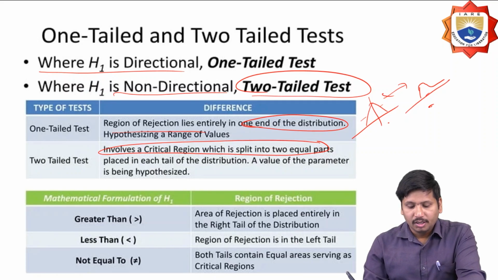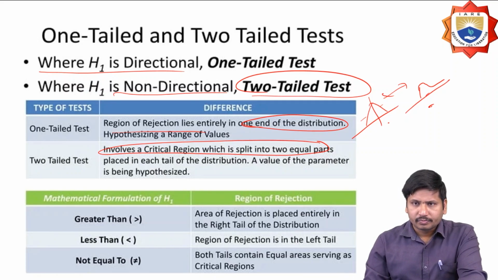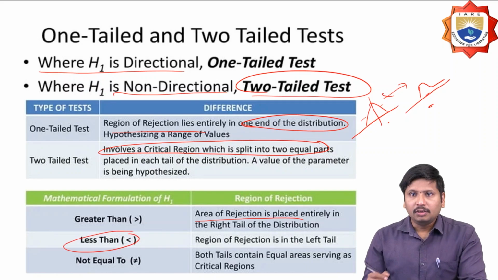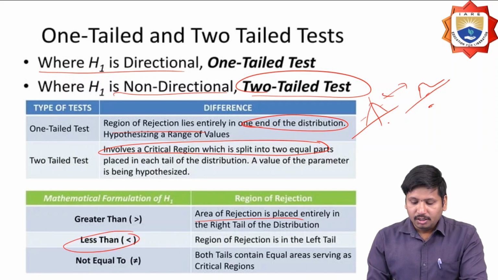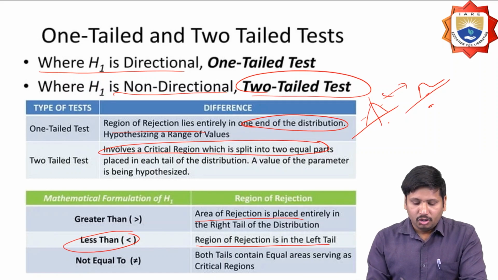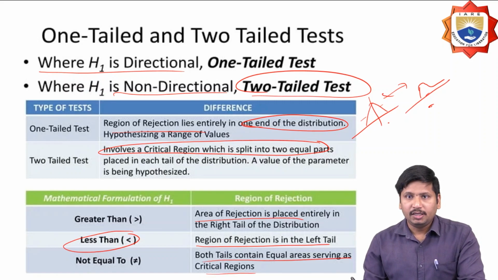If H1 says the value is greater than, then the region of rejection is placed entirely in the right tail of the distribution. If it is less than, then the region of rejection is in the left tail only. And for the not equal to case, both tails contain equal area and serve as the critical region.